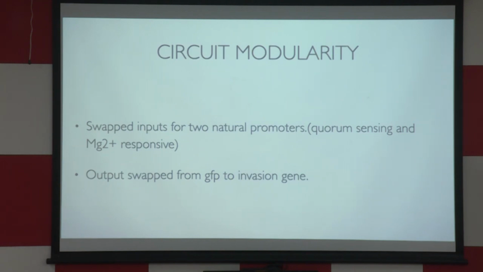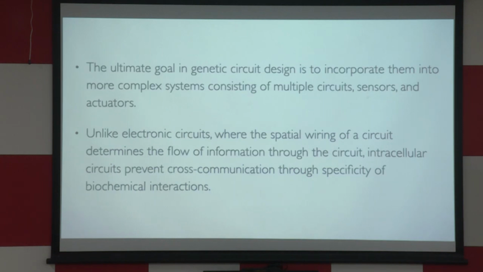For circuit modularity, the inputs were from two natural sources, quorum sensing and Mg2+ responsive inputs. The output was transferred from GFP protein to an invasion gene that was killing mammalian cells. So it was the first ultimate goal, the first modular logic gate: if we switch inputs, we get different outputs.